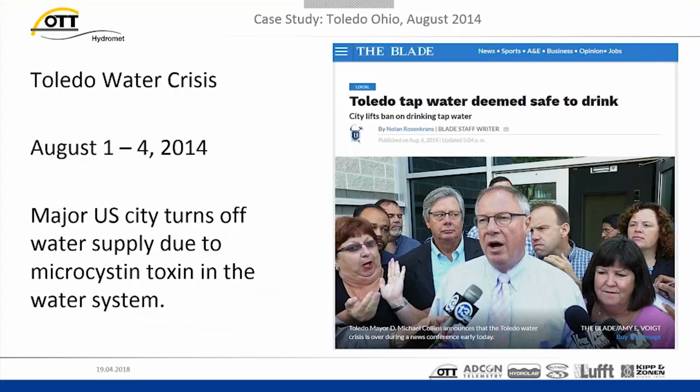Okay, so let's look at a particular case, and I love this picture because it really encapsulates a huge range of emotions. This is from the Blade, the local newspaper in Toledo, when the mayor was announcing that people could drink water again. So in August of 2014, a large bloom of Microcystis occurred right near the intake for Toledo, and they started measuring microcystin in the water system, and they had to shut it down. So this was obviously a large economic and societal impact from what had been happening pretty much every year for quite a few years as we went along.